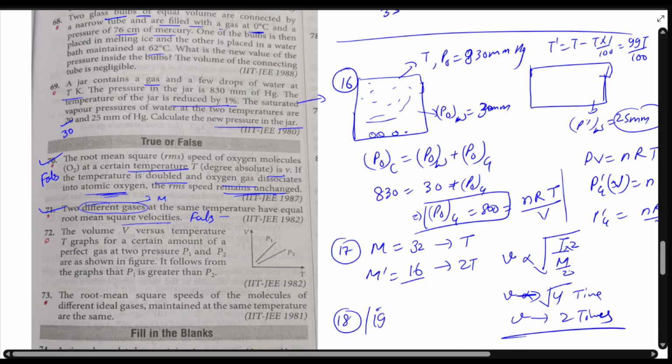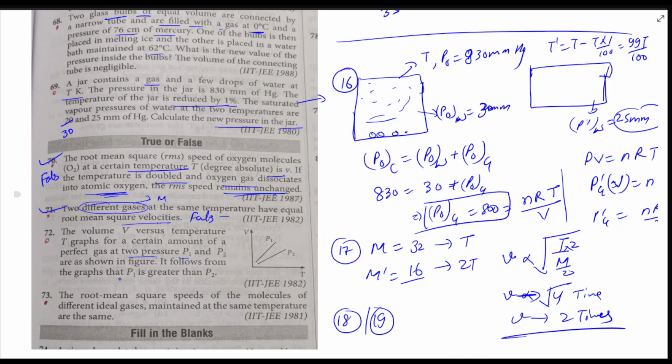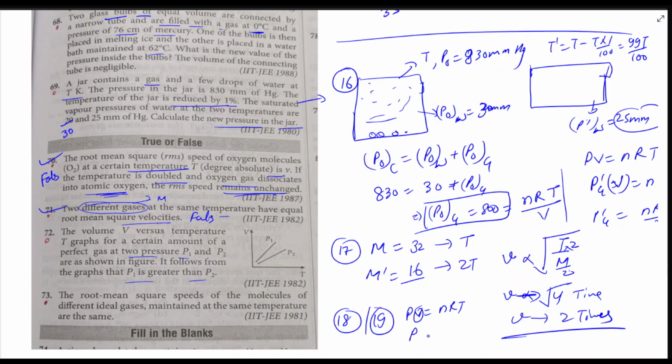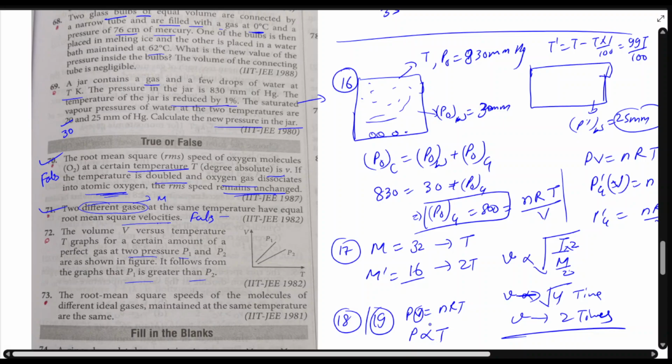Okay. For the 19th question, the volume versus T graph of a certain amount of gas at two pressures P1 and P2 is shown. It follows P1 is greater than P2. So if we have to find the pressure, we know PV equals nRT. We'll just take the volume as constant for both. So P will be directly proportional to temperature. So how do we take V constant? We'll just make a horizontal line like this. So for P1, this is T1 and this is T2. Clearly, T2 is more than T1. So P2 will be more than P1.